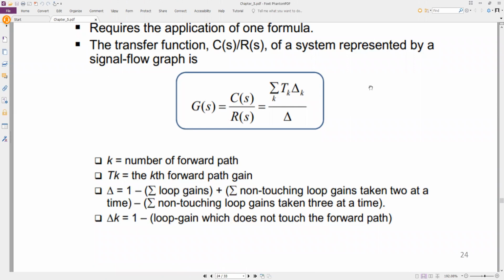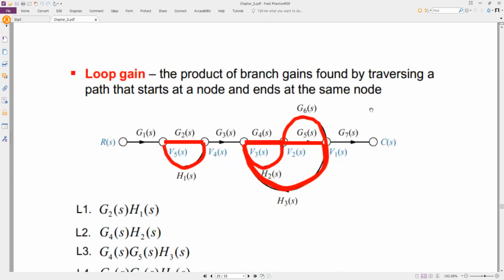Where k is the number of forward paths, Tk is the kth forward path gain, and delta is 1 minus the summation of loop gains plus the summation of non-touching loop gains taken 2 at a time minus the summation of non-touching loop gains taken 3 at a time. Delta k is equal to 1 minus the loop gain which does not touch the forward path.